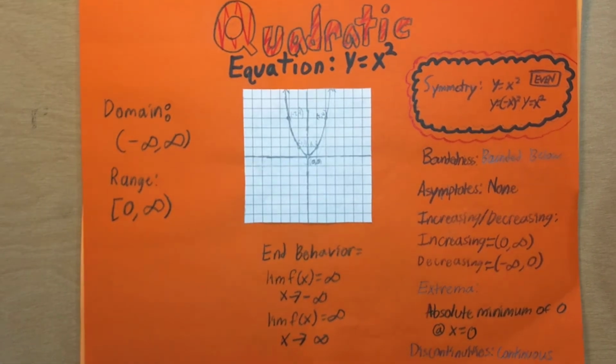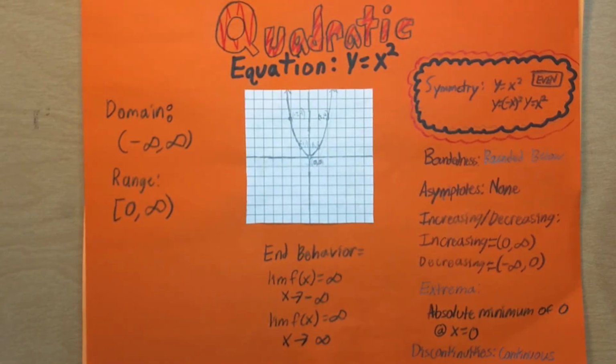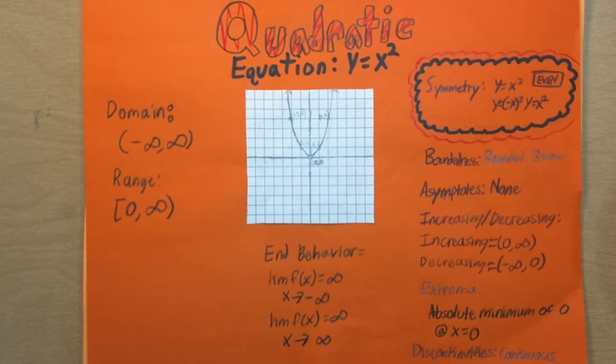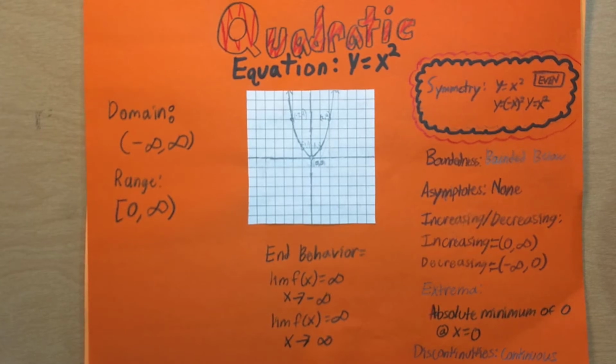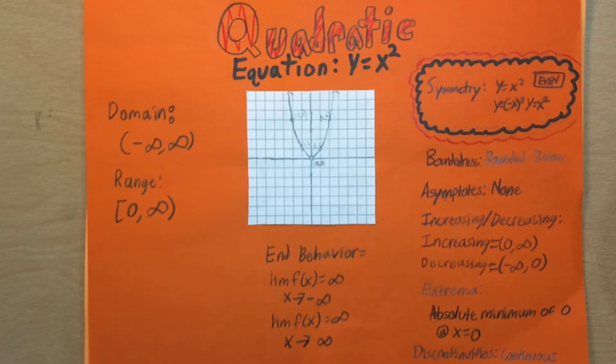The second function is a quadratic with the parent equation of y equals x squared. For symmetry, when negative x is plugged into the equation, y is still equal to x squared, meaning that the function is even. There are no asymptotes. The function is bounded below since there is an absolute minimum. The function is decreasing from negative infinity to 0.